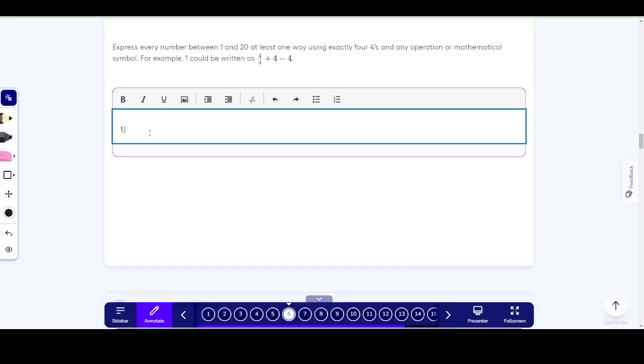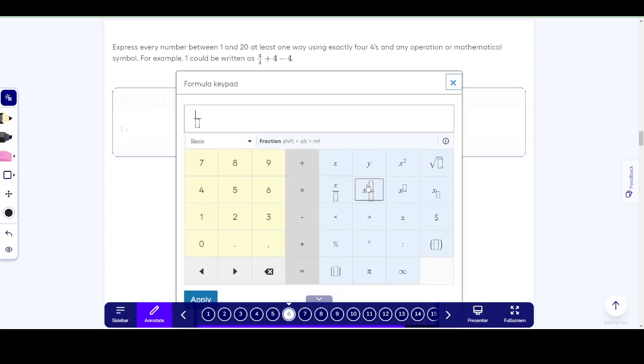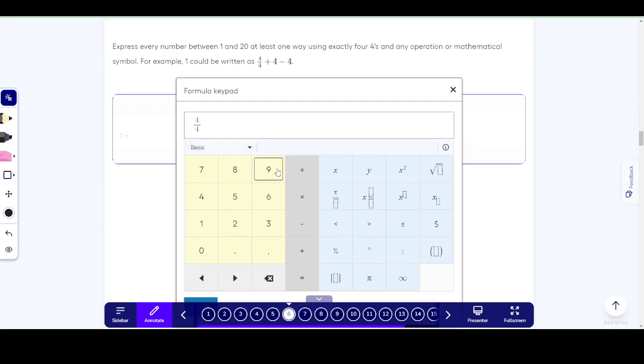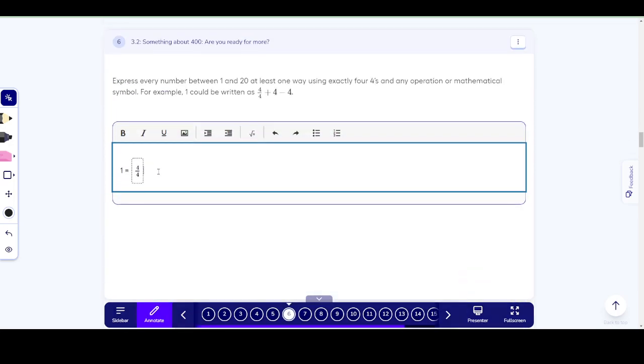So I'm going to do the first one. 1 is equal to, and they already did it for you. We're going to do the division sign. Oops, I have to do 4s, don't I? Not 1s. 4 divided by 4 plus 4 minus 4.